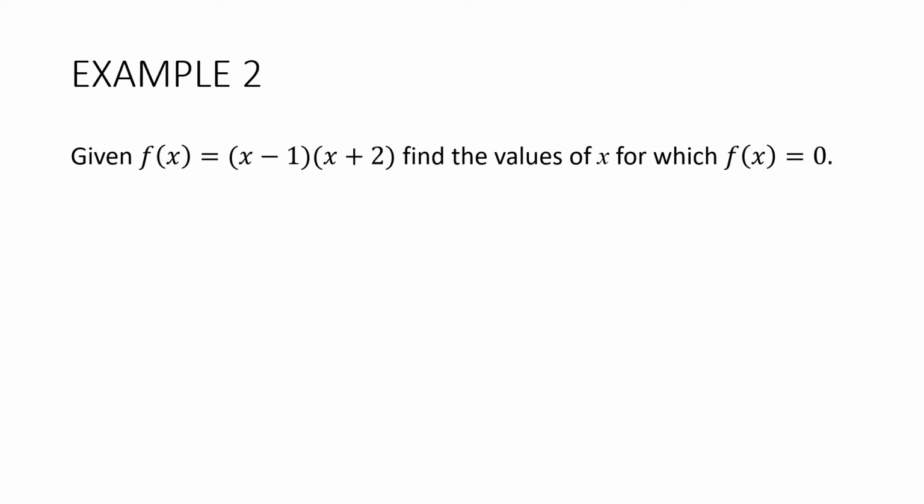Here's another example. This time, instead of substituting in for x, we're going to solve the equation f of x equals 0, which means the 0 is going to go here. Now, we've done this before. This is just the null factor law. Either this is equal to 0 or this is equal to 0. So x is going to equal 1 or negative 2.